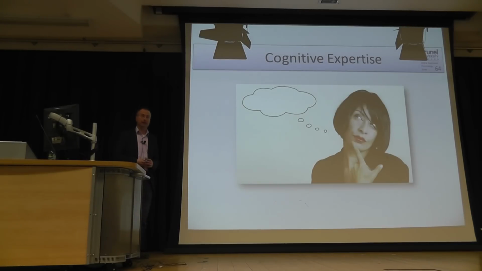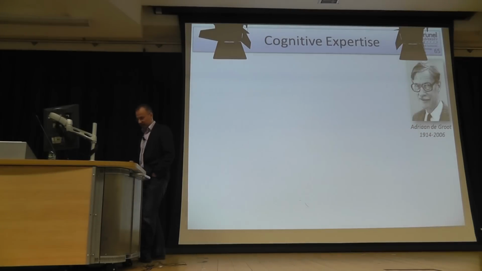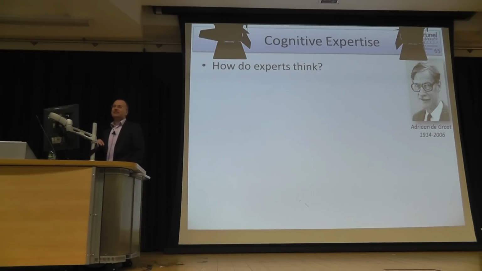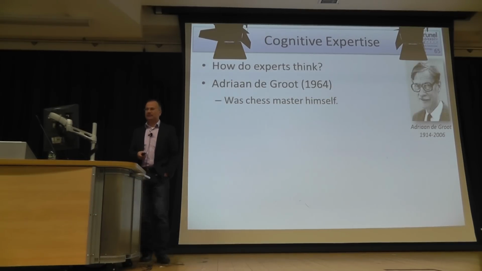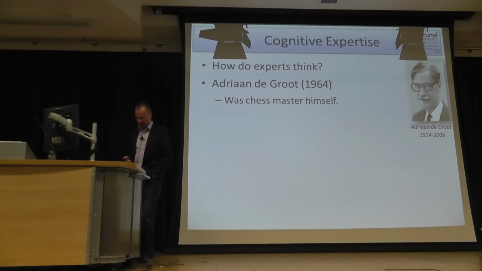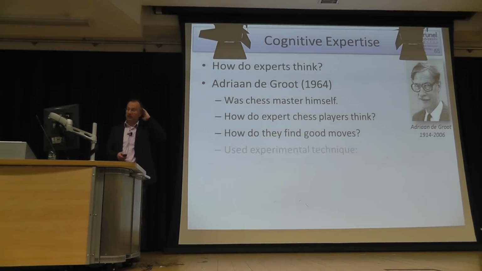Okay, let's start with looking at cognitive expertise in a bit more detail. And one of the big people in that research is Adrian de Groot, or however he's pronounced. And he asked the question, how do experts think? And he was a chess master himself and did studies on chess players, on grandmasters. So he asked, how do expert chess players think? How do they find good moves?